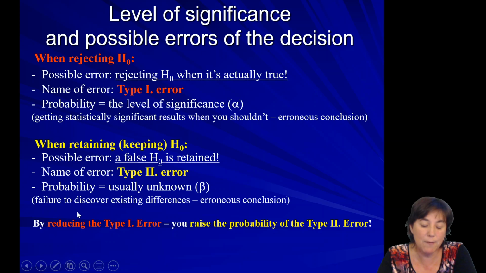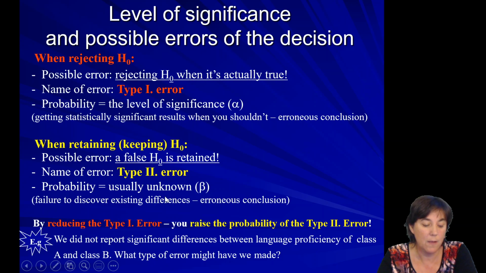It's important that by reducing the type 1 error, so when we say, oh, but I want to be very, very sure, my alpha should be just 1%, it's not really a good idea, because by that you raise the probability of the type 2 error. So it's a good thing to know and remember.